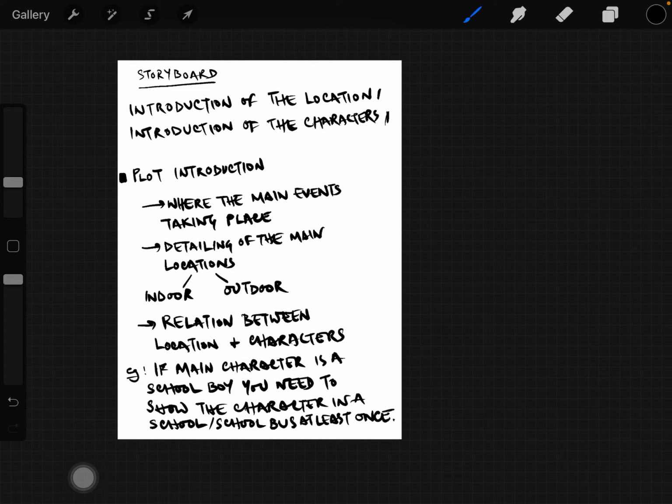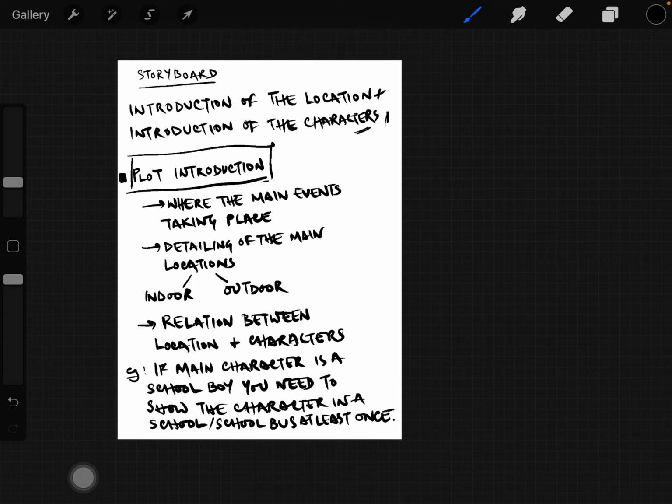Okay, now in a story these two things play the most vital role in introducing the plot. The plot of the story, that is the main backbone of the story, takes place in a close relation between the location and the characters, right? There is a place in which there are a few people and the story is about them. So as important as the characters are, the location is also very important, right?